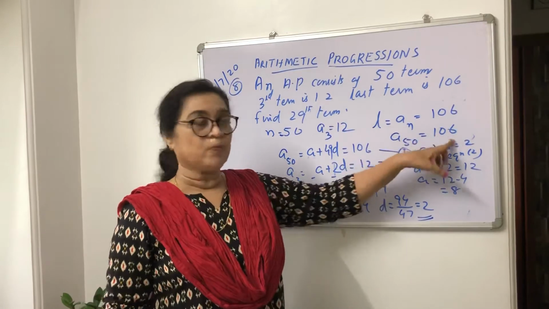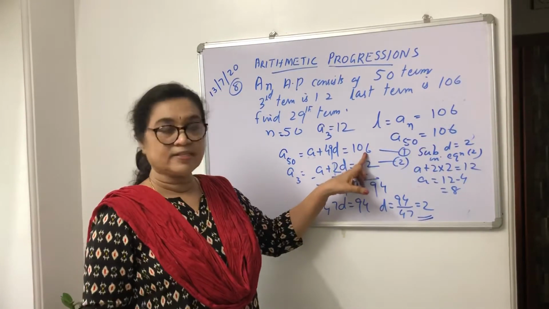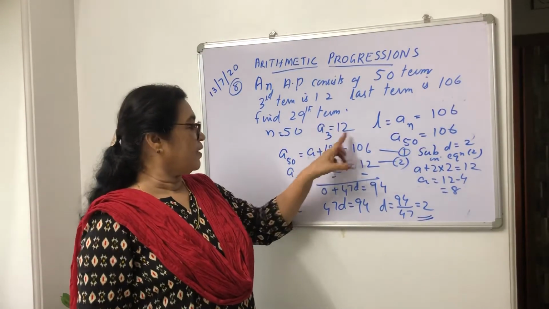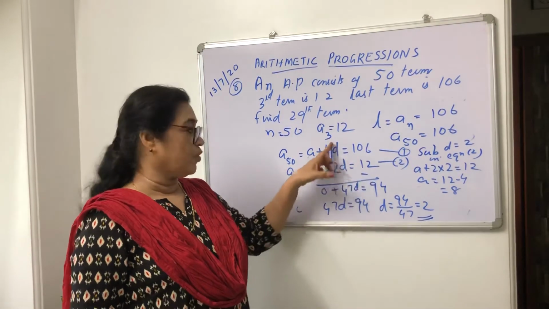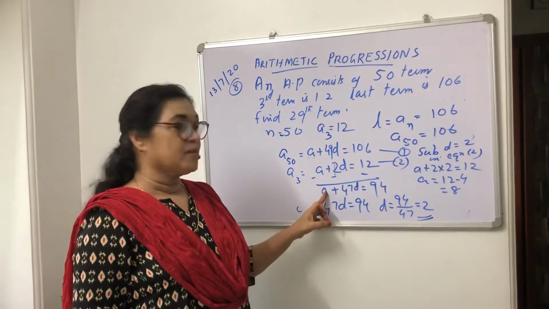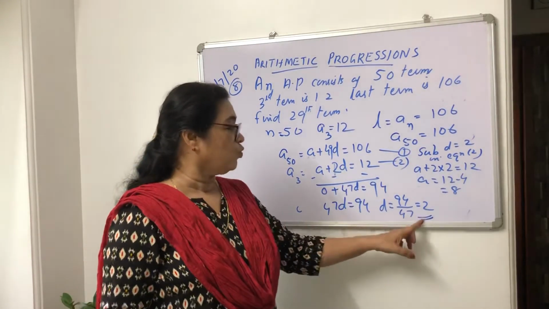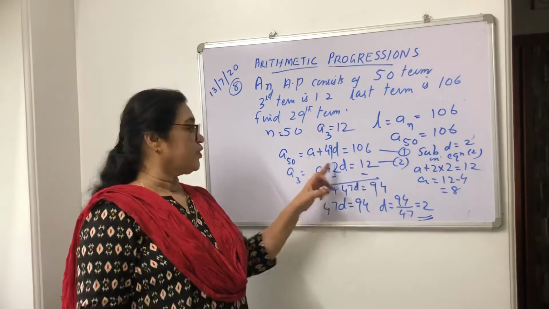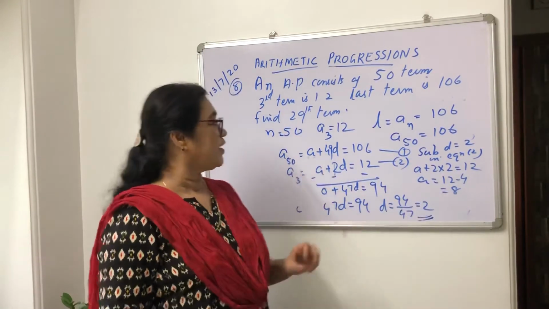A50 is A plus 14D, that is 106. A3 is A plus 2D, that is 12. So you have to do the elimination method. A can be eliminated and the value of D is 2. Substitute the value of 2 in any of the equations and you get the value of A as 8.